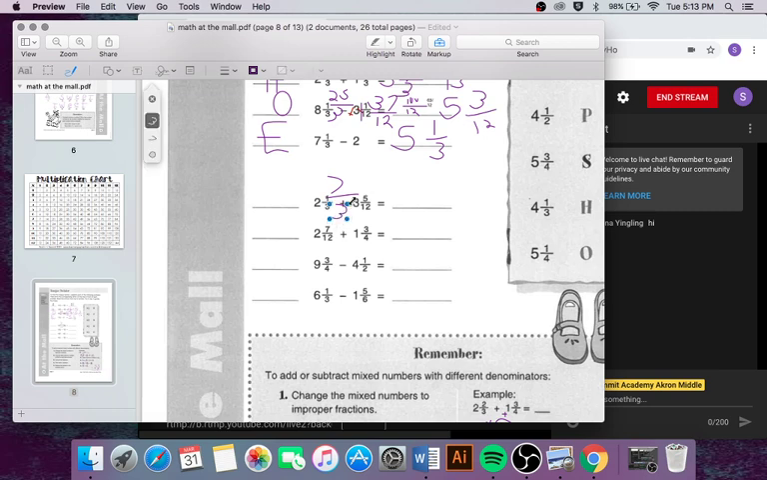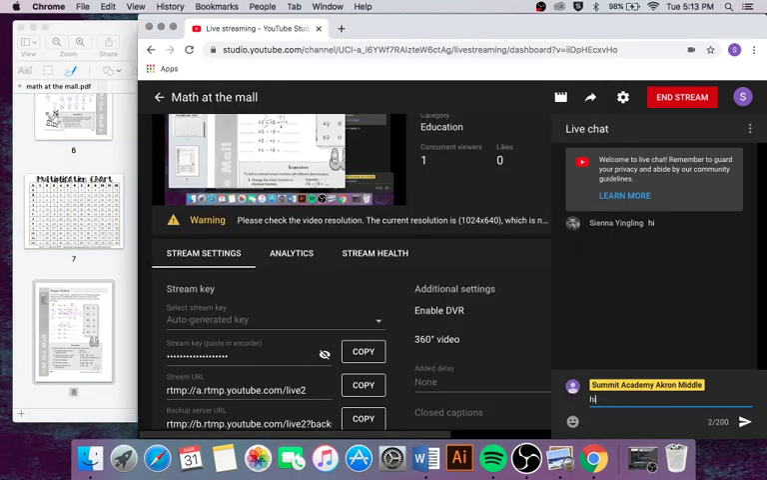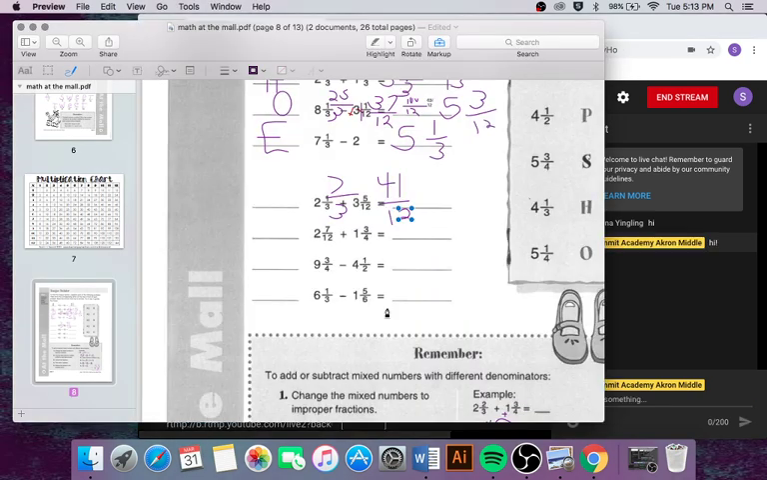Plus 12 times 3 is 36, plus 5, 41/12. Okay, now we have to find the least common multiple in both of those. So in 3 and 12, our least common multiple is going to be 12.